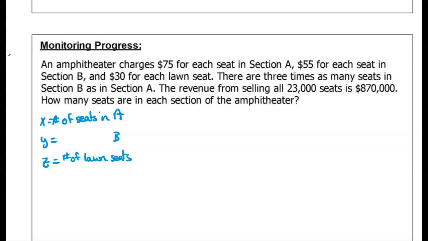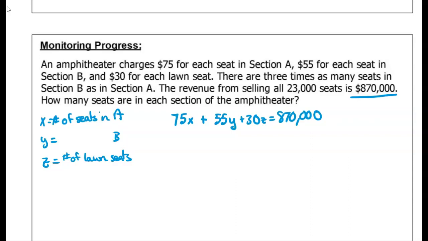Okay, it says the amphitheater charges $75 for A, $55 for B, $30 for a seat on the lawn. It also says that the total revenue, if you sell all the seats, is $870,000. We're going to use those numbers to create an equation that deals with how much money the theater brings in. So kind of a money equation. So 75 times seat A, $55 per seat in section B, $30 for each lawn seat, which we were calling z, and equals $870,000. Now remember, x, y, and z represent how many seats there are.